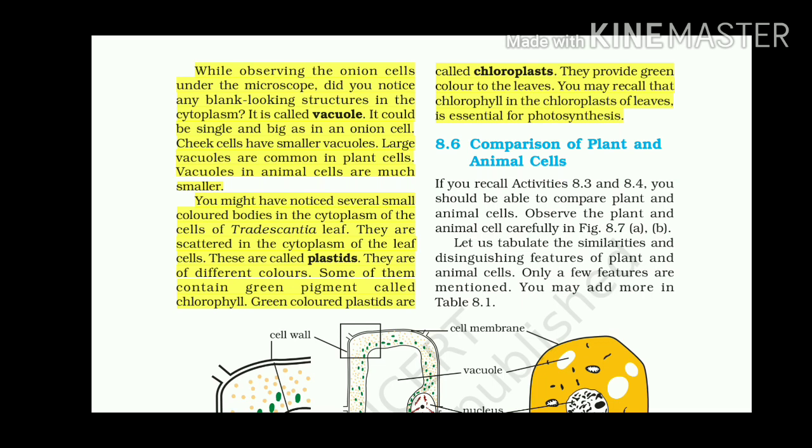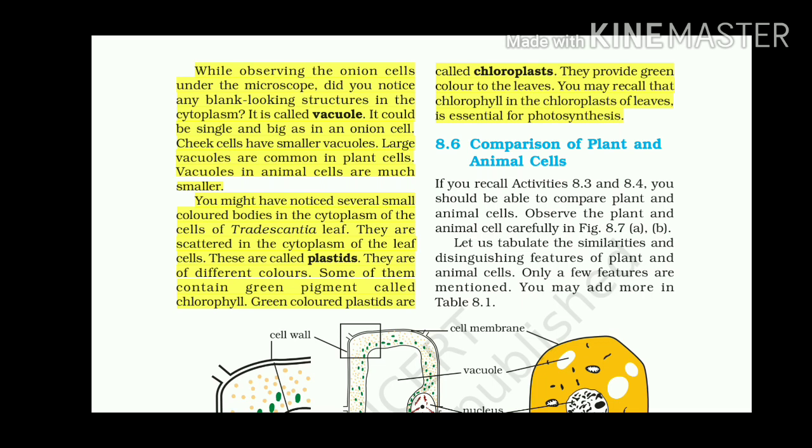You might have noticed several small colored bodies in the cytoplasm of the cells of Tradescantia leaf. They are scattered in the cytoplasm of the leaf cells. These are called plastids. They are of different colors. Some of them contain green pigment called chlorophyll. Green colored plastids are called chloroplasts. They provide green color to the leaves. You may recall that the chlorophyll in the chloroplast of leaves is essential for photosynthesis.